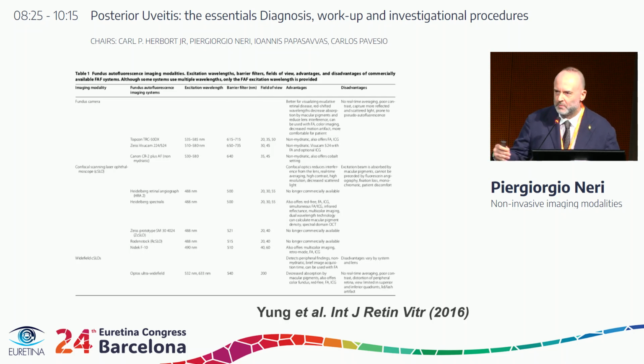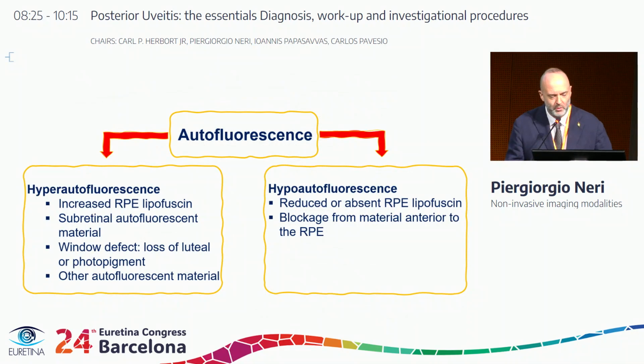Of course, I have no time to go through each and every one of them, but there is one thing that you have to pay attention to: when you want to study the autofluorescence, you have the hyperautofluorescence, which is increased RPE lipofuscin. This is something that can be pretty easily observed in multiple different potential posterior pole inflammations. And you have the hypoautofluorescence, which means reduced or absent RPE lipofuscin.